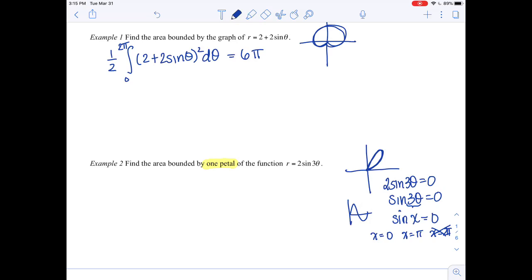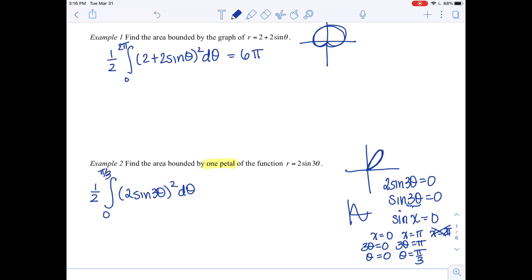Go back and replace x with 3 theta. So I have 3 theta equals 0, 3 theta equals pi, and eventually I'll find out that this gives me theta equals 0 and theta equals pi over 3. Okay, so there are the bounds on my integral. As I set up my integral, it's 1/2 r squared d theta. So my r is 2 sine of 3 theta, squared, d theta, and it will be integrated on the interval from 0 to pi over 3.